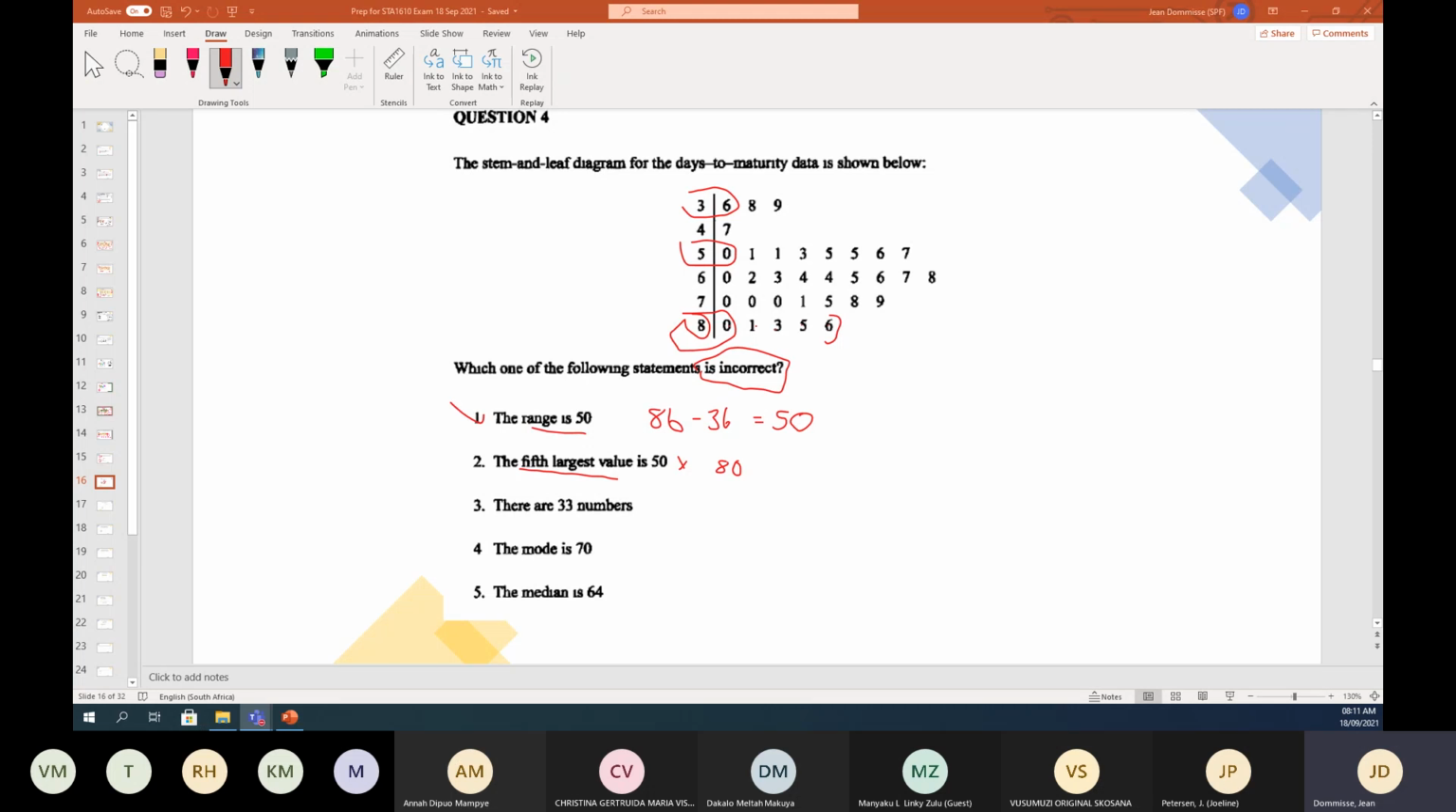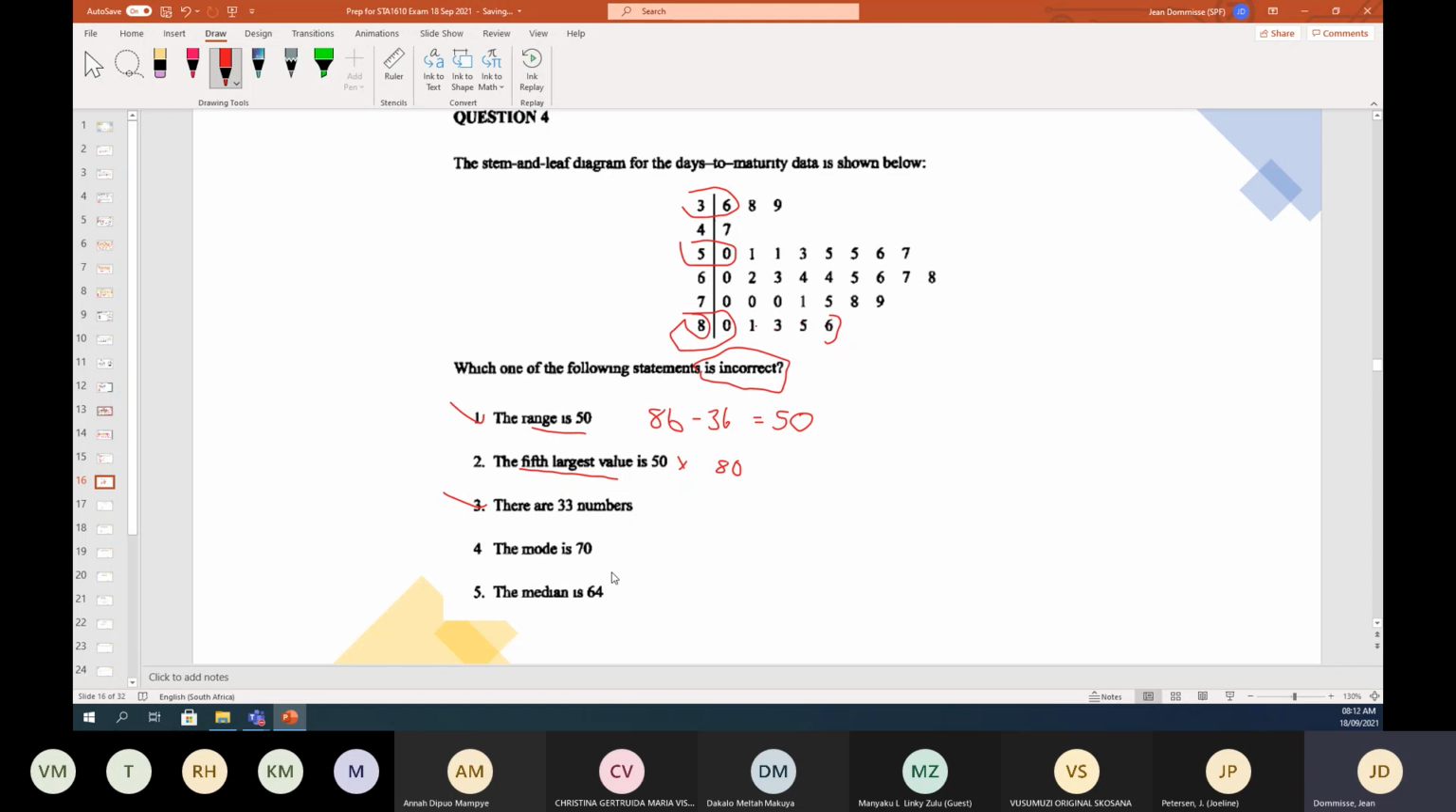There are 33 numbers, so the 33 numbers you basically need to count. So it is 1, 2, 3, 4, 5, 6, 7, 8, 9, 10. Okay, so there are 33 numbers. There's no other way of doing it than just counting it. So that's a way to do it.